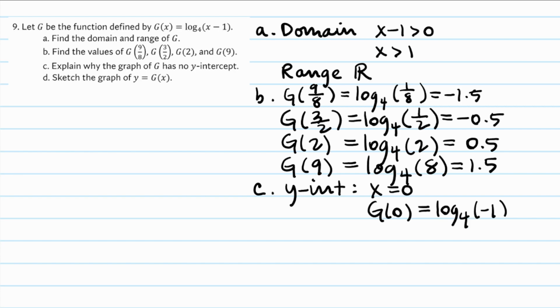That's bad news. I've told you that we can't take the log of a negative number, because we're looking for 4 to what power equals -1. It's like 4 to the 0 equals +1. But a positive number to any power is always positive, never negative, never 0. No y-intercept because g of 0 is undefined, does not exist. That would be why there's no y-intercept.